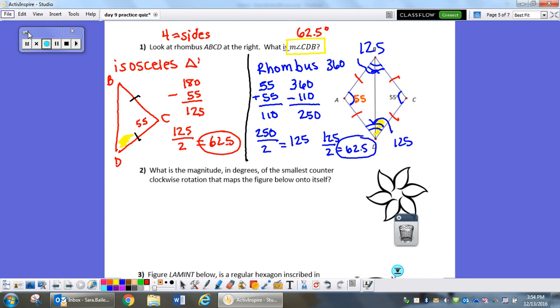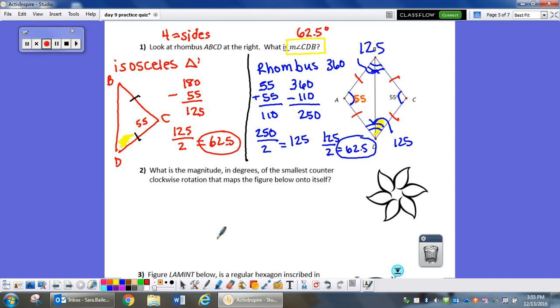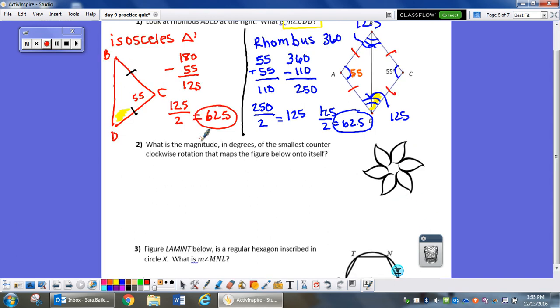All right. The next thing we're going to do is a problem like this. So we want to turn that flower counterclockwise onto itself. So the smallest angle we're going to use, you first have to count the number of petals or spokes or whatever it is, and there's 6. All you have to do, 360 divided by 6, 60 degrees. That should be an easy one on your test or your quiz. Okay?